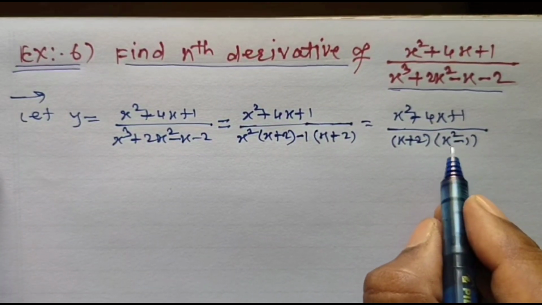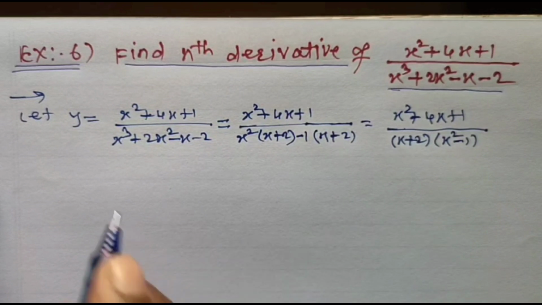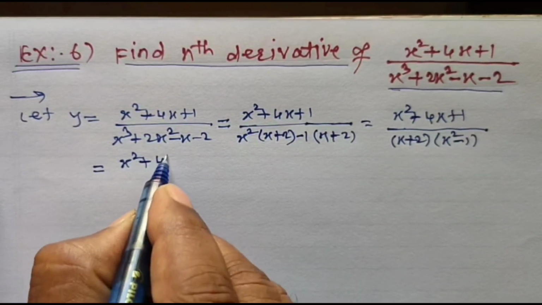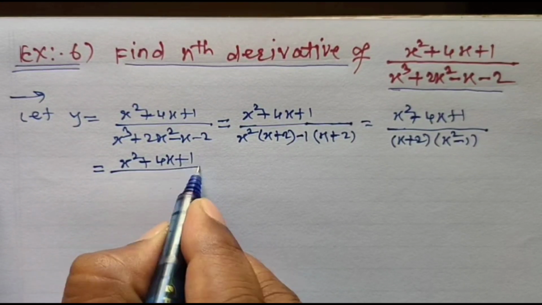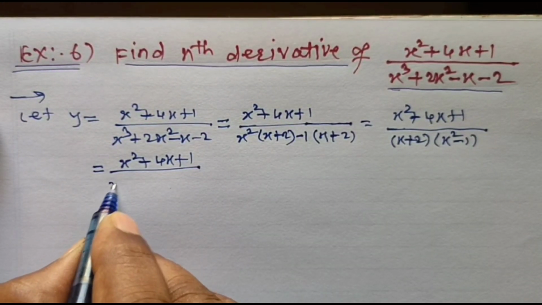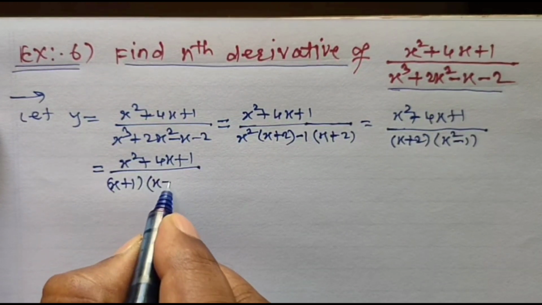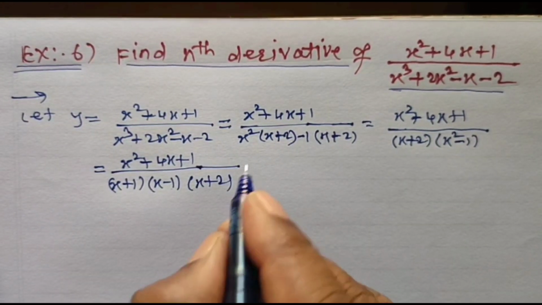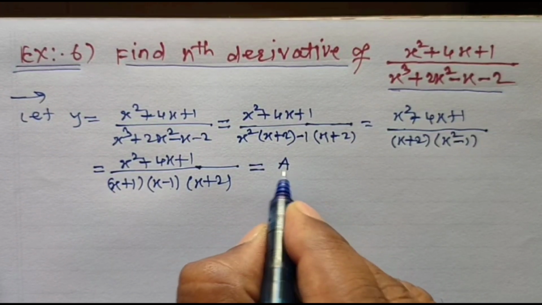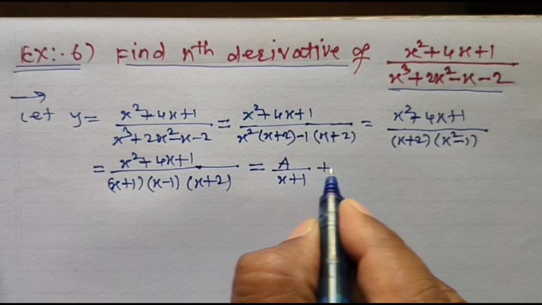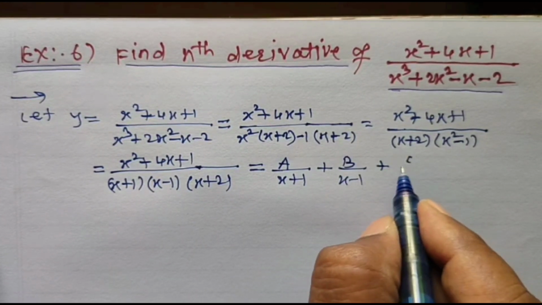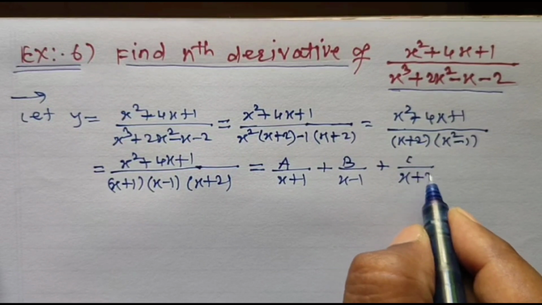Again we can find linear factors of x square minus 1. This is equal to (x square plus 4x plus 1) divided by (x plus 1) into (x minus 1). So x plus 1, x minus 1, x plus 2. This can be written, in terms of partial fractions, as a upon (x plus 1) plus b upon (x minus 1) plus c upon (x plus 2). Okay.